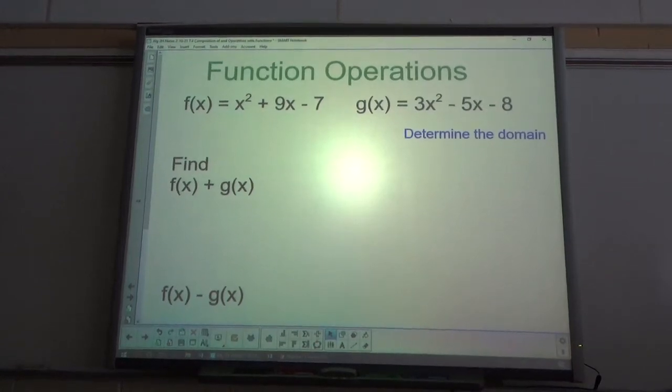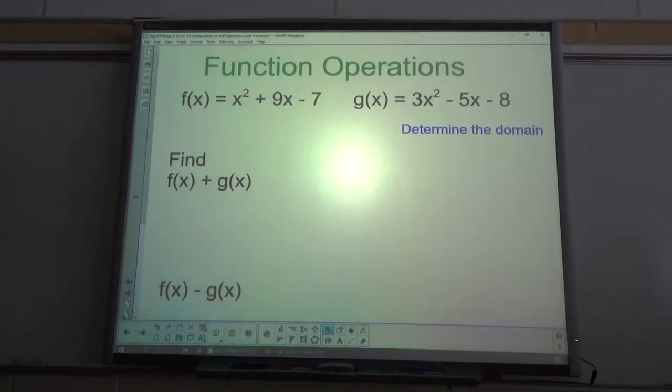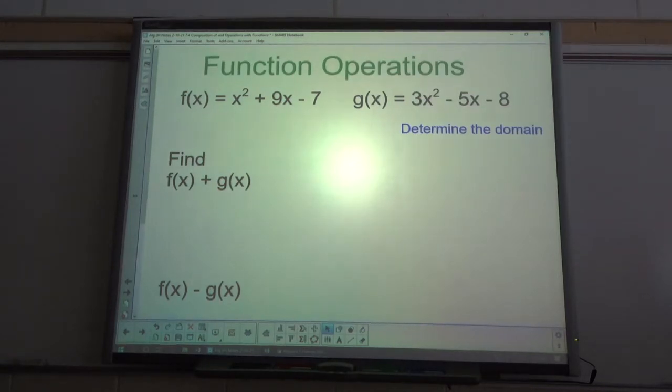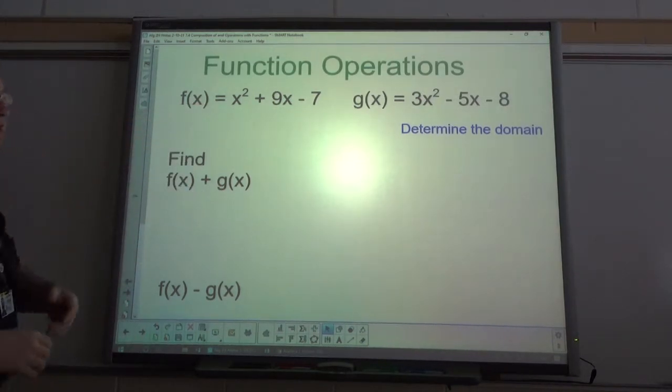Welcome. Today we are working with function operations. We're also going to be doing composition of functions, and we'll also talk about the domain of functions. Now, these two functions, f of x and g of x, that I've given you here, these happen to be polynomial functions.